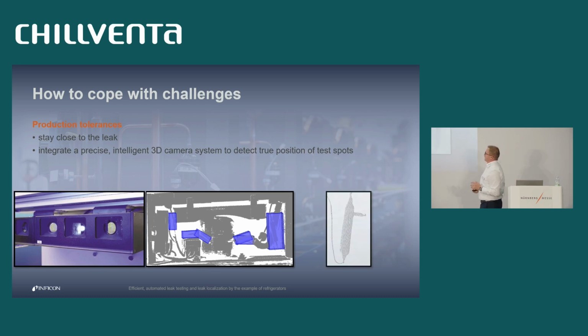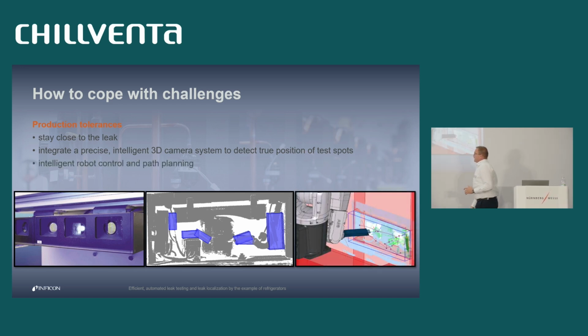And the camera system is then creating images like this. Here you have the dryer on this side. It does robot path planning and hands over the information to the robot so that the robot is able to position the sniffer tip right in front of the leak or in front of the joints.